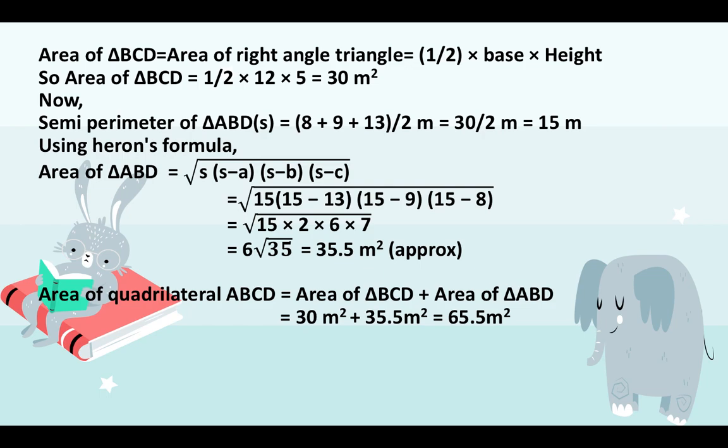So the area of quadrilateral ABCD is area of triangle BCD plus area of triangle ABD. So I'll add both the areas. My first area was 30, second area is 35.5. So I get the answer as 65.5 meters square.